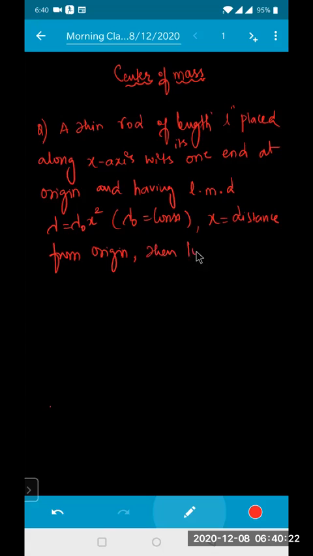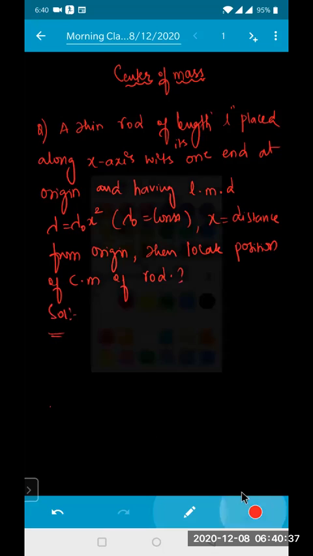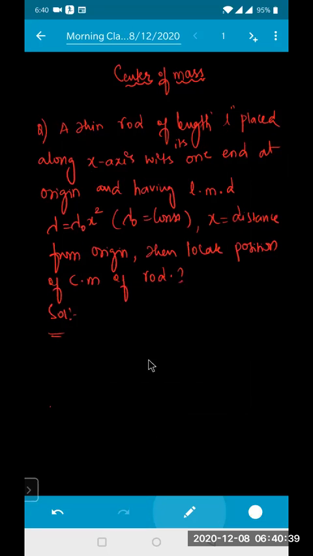Then locate the position of the center of mass of the rod. Good question, beta. First, try to draw the diagram as per your understanding.